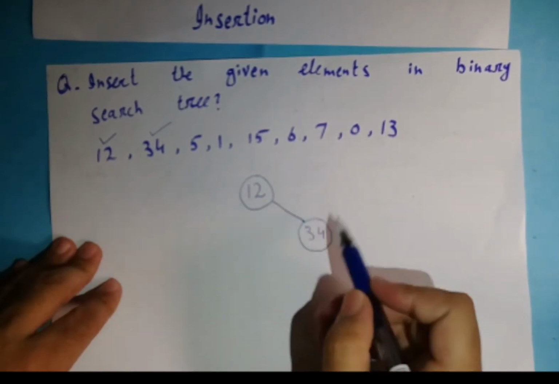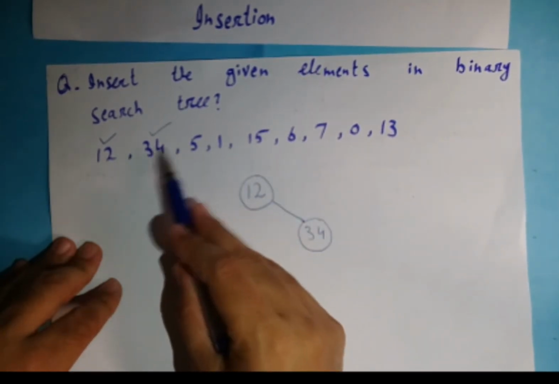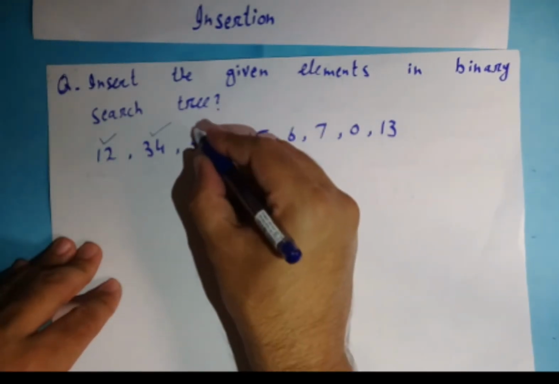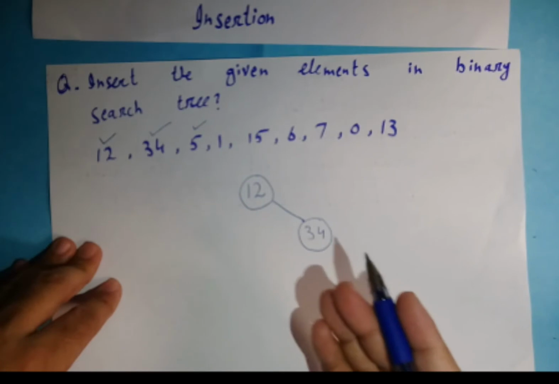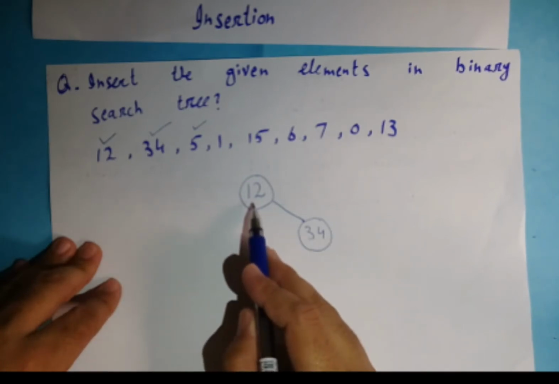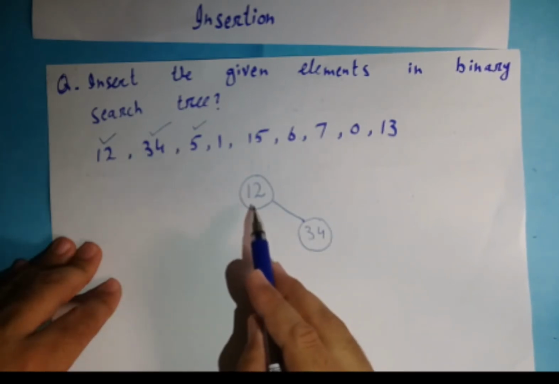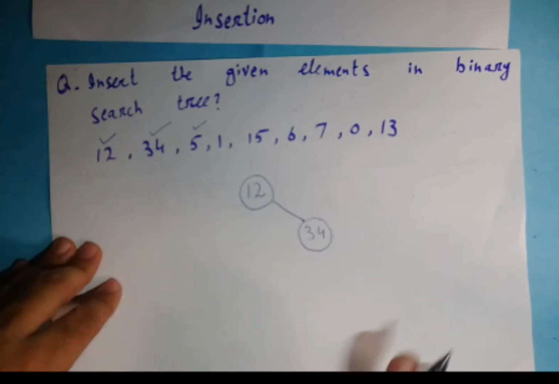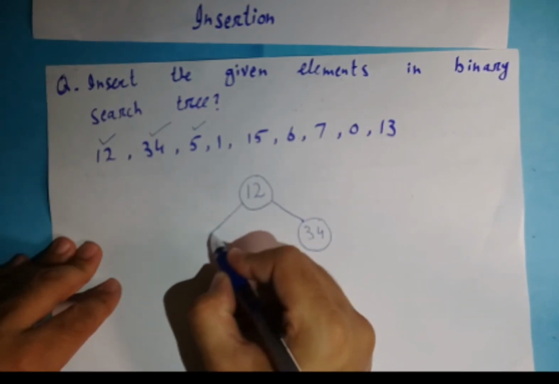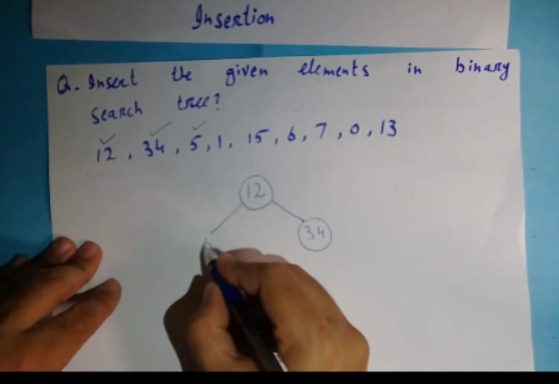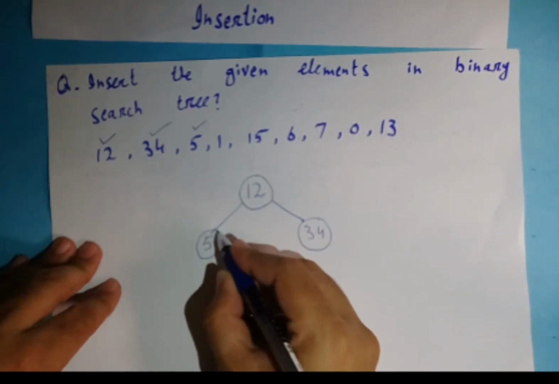Now again going back to the elements, after 34 the element comes 5. Now I know that 5 is less than 12, meaning 5 is less than the value of the root node. So that's why it will go on the left hand side of the root node. So here I write down 5 over here.